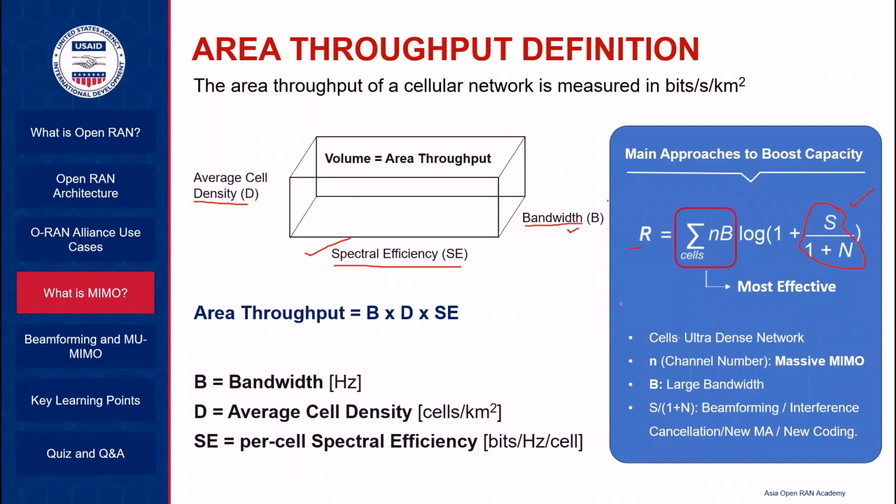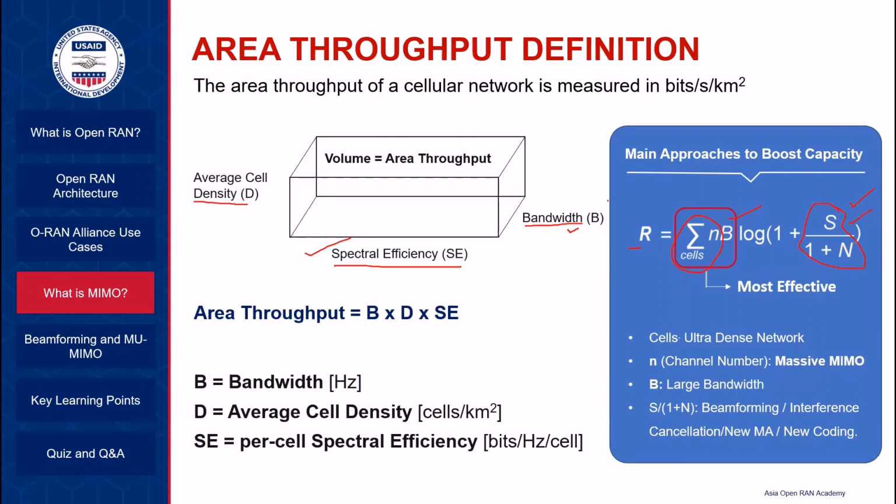So how do we use this? If we are fixed on a certain bandwidth and our signal to noise ratio is already okay, what we could do in this equation is add the number of cells. In the case of massive MIMO, we have more beams and more layers that we can send.